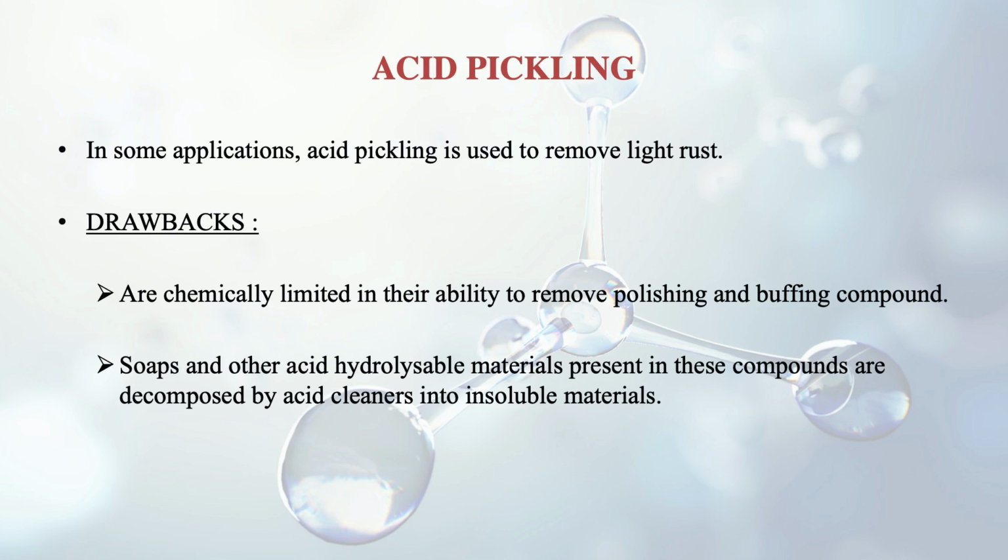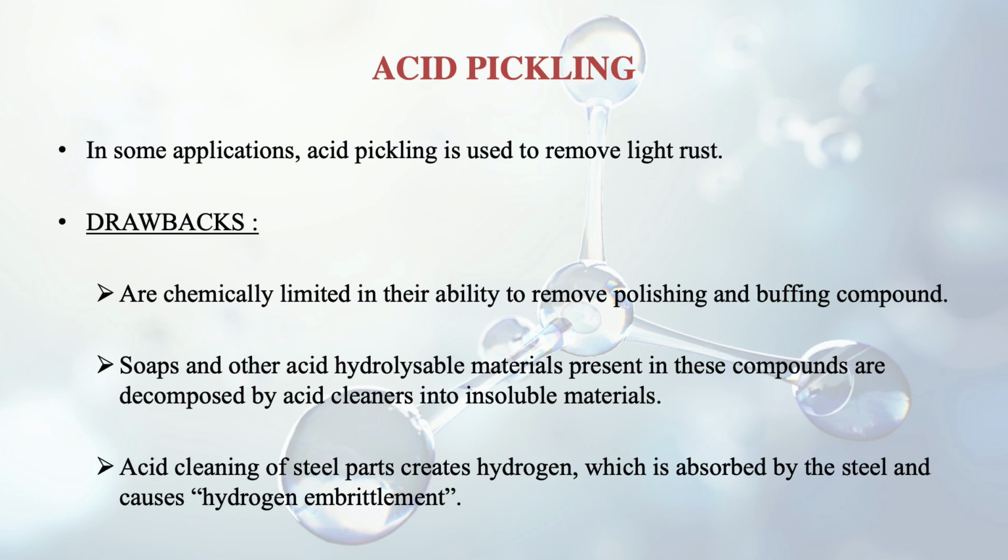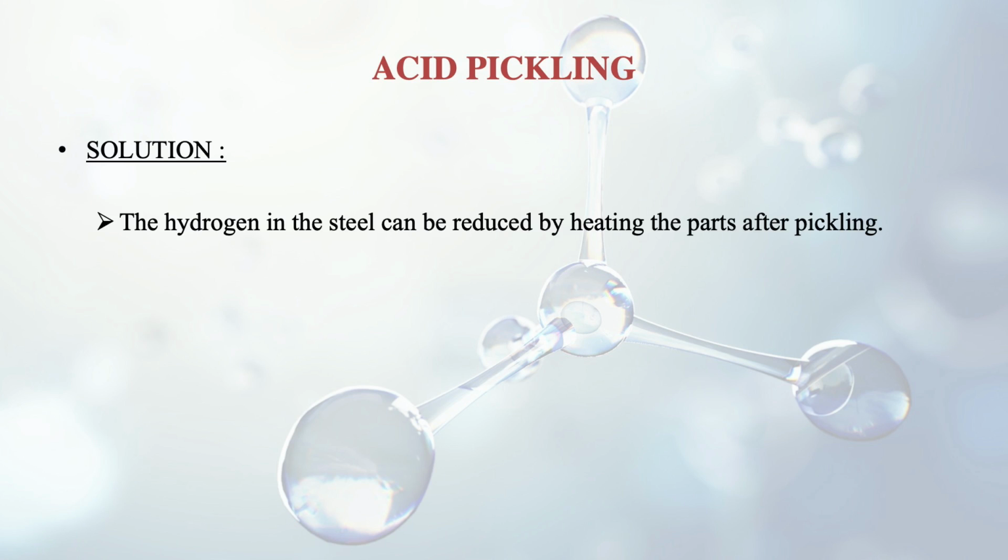And soaps and other hydrolyzable materials present in these compounds are decomposed by acid cleaners into insoluble materials. And acid cleaning of steel parts creates hydrogen, which is absorbed by the steel and causes hydrogen embrittlement. We have read this term before also in the previous sessions, hydrogen embrittlement, and it is detrimental to the surface of the material. So what will be the solution for this? The hydrogen in the steel can be reduced by heating the parts after this pickling process. So after the acid pickling we can heat the parts, so hydrogen embrittlement will not occur.